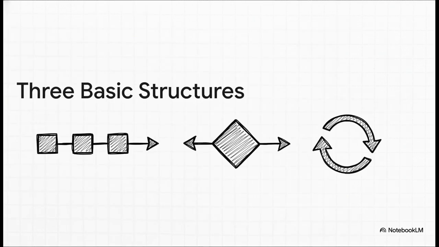And what's really amazing is that researchers figured out that any program, and I mean any program, no matter how ridiculously complex, can be built using just 3 basic structures. We already know the first one, sequence. That's just doing things in order. The other 2, selection and repetition, well, that's where the real magic starts to happen.